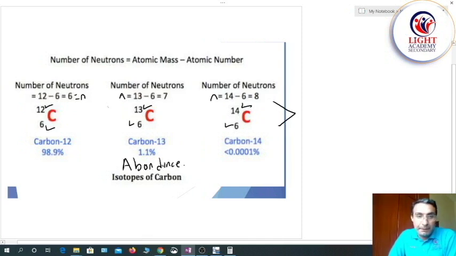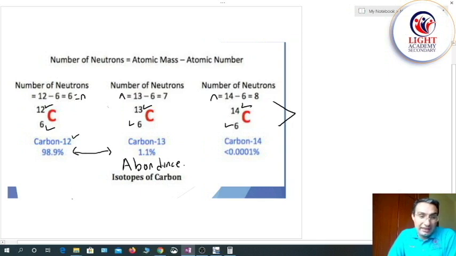Abundance means how much of this carbon atom, carbon 13, is available in the atmosphere. How much carbon 12, meaning carbon with atomic mass 12, is available in the atmosphere. Abundance means how much carbon 14, meaning carbon with atomic mass 14, is available in the atmosphere. So you can see, when we compare, the carbon which has 12 atomic mass is almost 99%.